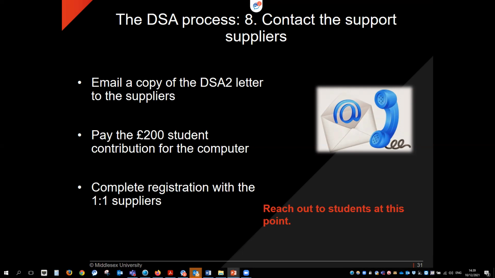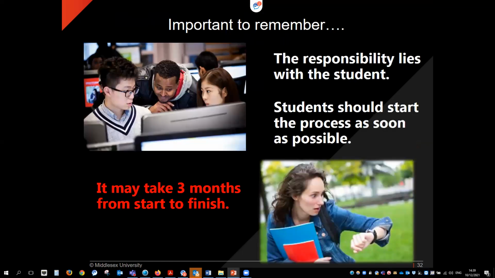And if they have been approved for any one-to-one tuition, there will be some registration forms and consent forms to be completed, but the support supplier will send these to them. Okay, right. What we usually tell students is that the responsibility of managing the process lies with them. We as professionals can help them at a different stage, but obviously we don't receive all the communication, and if they need the support, they really should reach out to us.